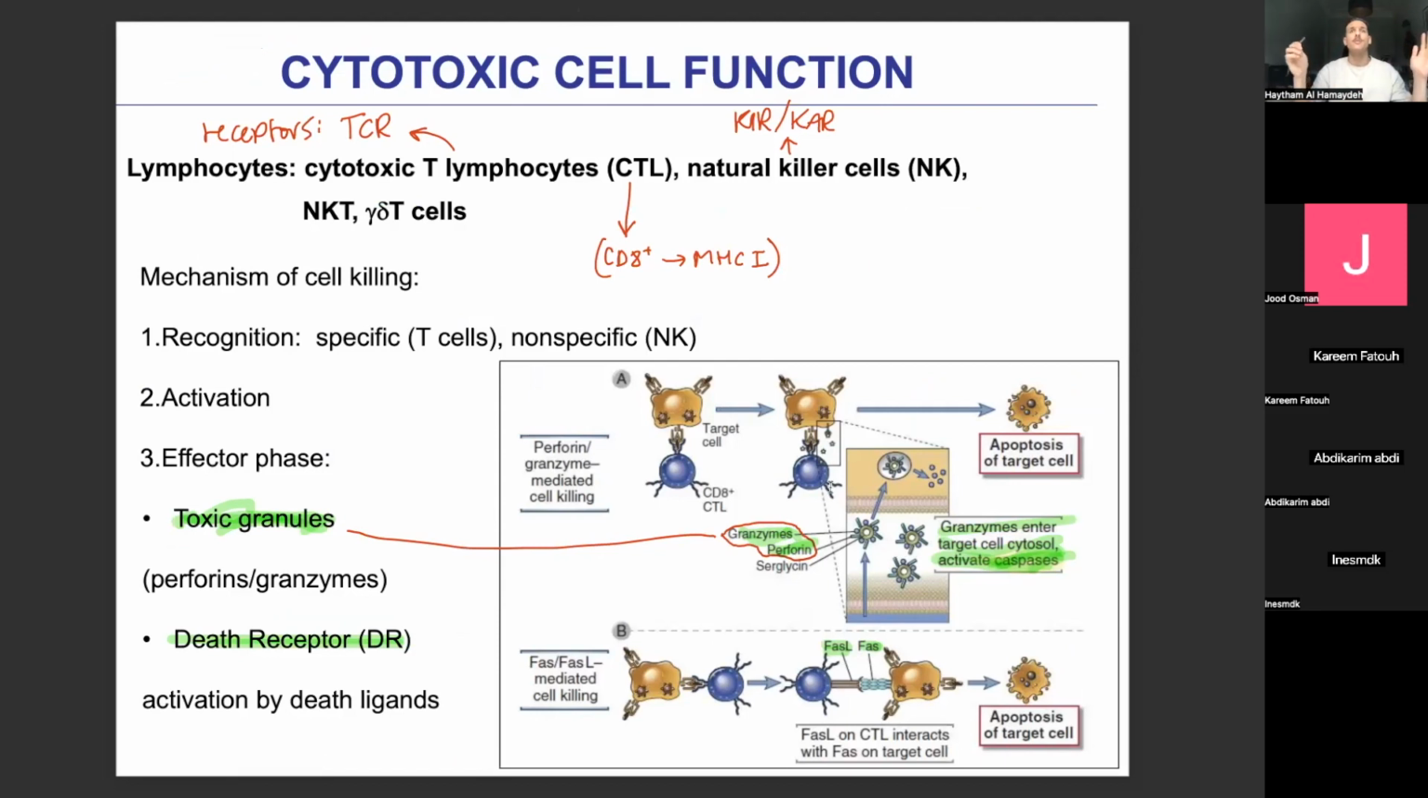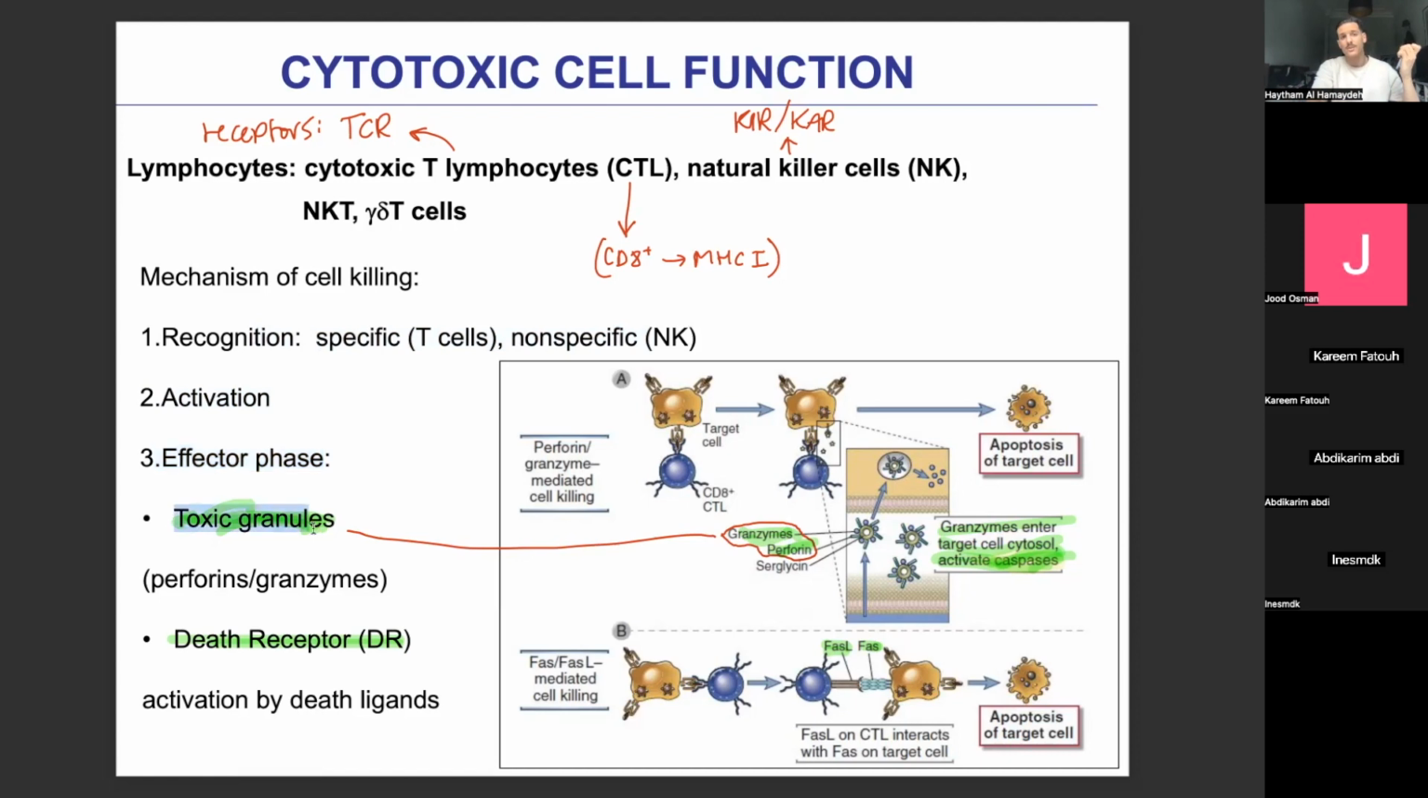How is cytotoxicity performed in the body? Recognition, they shake hands. Activation and proliferation, so they become active. I want to kill the cells. And the effector phase, which is made up of two ways. Either they kill the cells by toxic granules or death receptors, and both result in apoptosis.